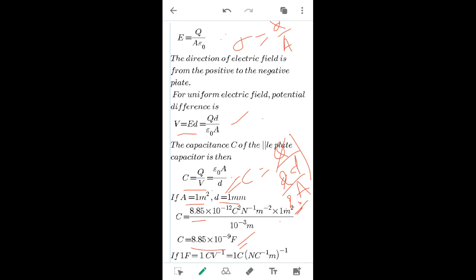So this 10 raised to minus 3 goes to the numerator, and it becomes 10 raised to plus 3. Therefore, minus 12 and plus 3 equals minus 9. Hence the capacitance value of a parallel plate capacitor is 8.85 into 10 raised to minus 9 farad. Okay. Now another situation we will see, where 1 F equals 1 farad.